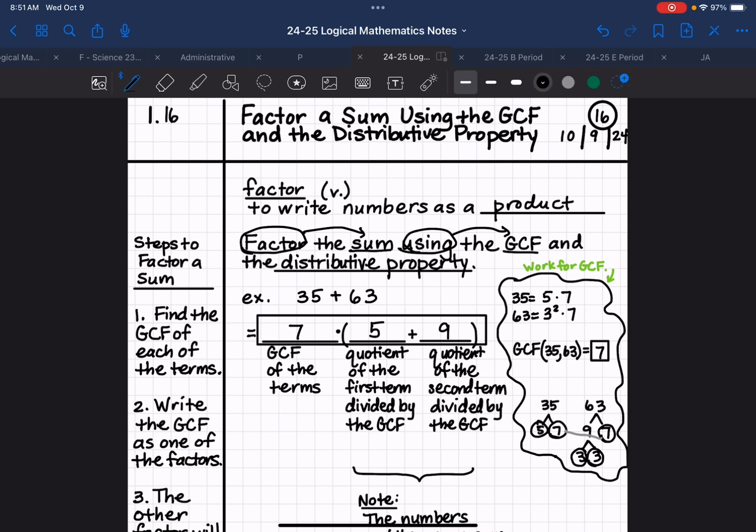Essentially what I've done over here is taken 35 and divided it by 7. And what I've done here is taken 63 and divided it by 7, because that's the greatest common factor. And that's how I'm getting these numbers that are listed right above here. And once you do your check, you'll notice that it all checks out. 7 times 5 is 35, plus 7 times 9 is 63. So it all checks out.